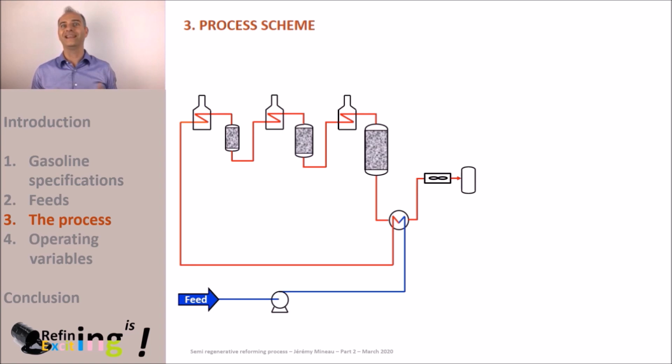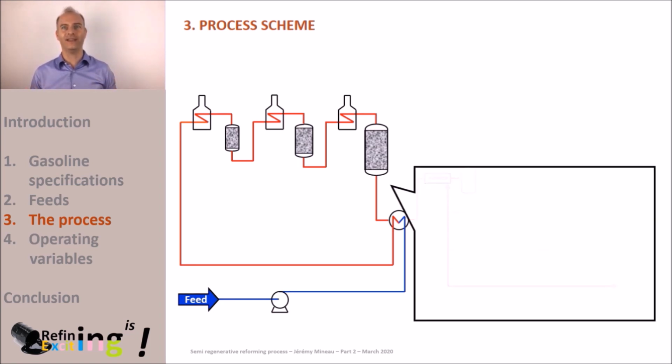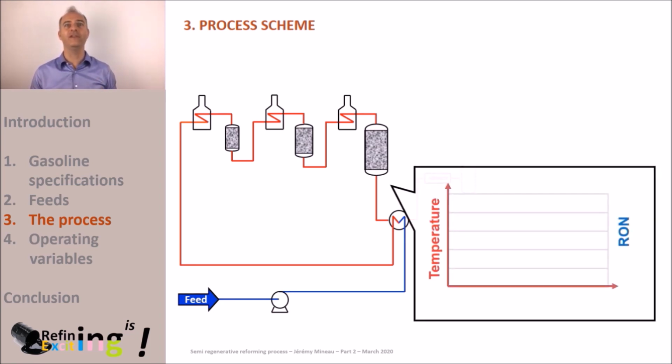The following graph gives an idea of how the octane number and the temperature evolve in the reactors. In the first reactor, a temperature drop of several dozen degrees occurs. This is the signature of naphthene dehydrogenation. And we gain approximately 50% of the total octane number increase generated by the process in the first reactor. In the second reactor, the temperature drop is less and the octane gain is also lower.